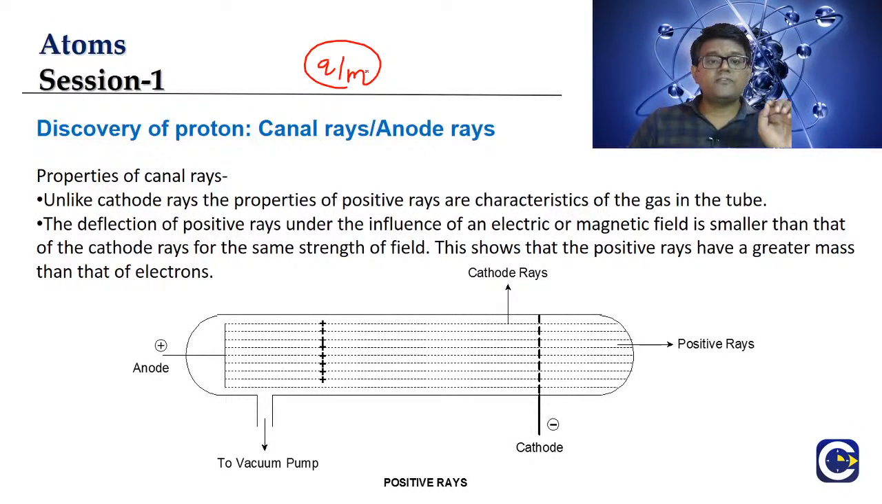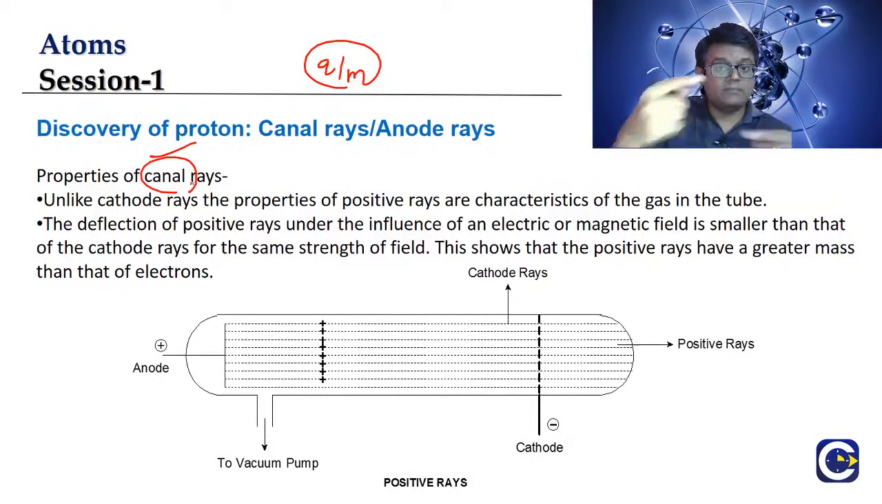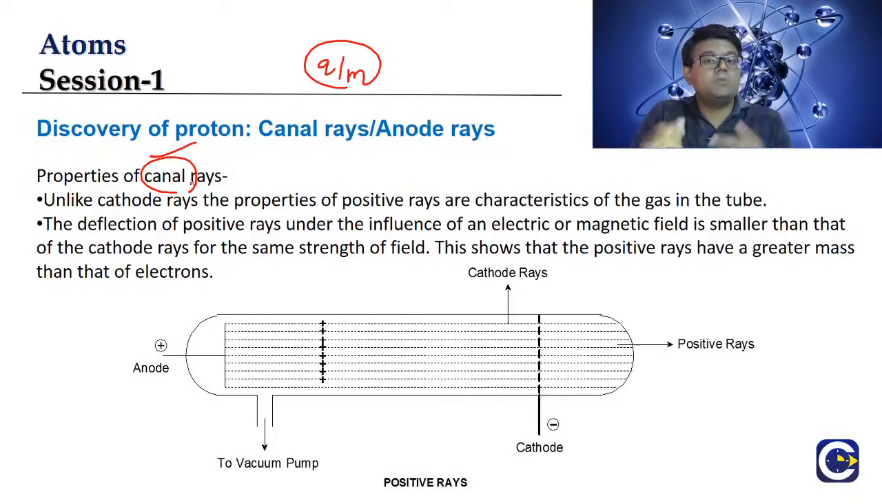But in case of the anode rays, anode rays can also be called as what, guys? They can also be called canal rays. Okay. So the properties of these anode rays vary depending upon the gas that is used.